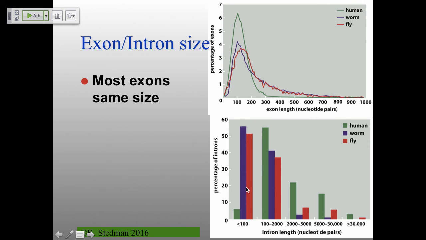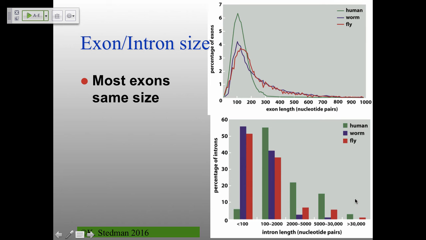We talked about this before, but exons are almost always about the same size, very well conserved. Doesn't matter what organism you look at. Introns, on the other hand, are all over the place, and particularly in humans versus worms and flies, our genome is a lot bigger. Not surprisingly, our introns are also considerably bigger.